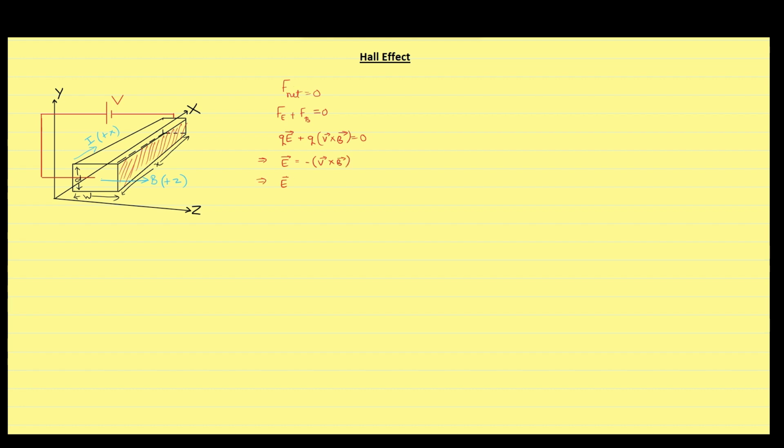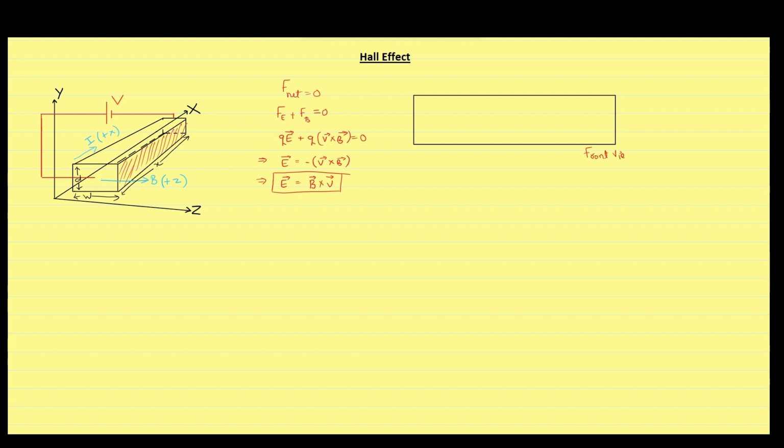By neglecting the charge, we can write the electric field is equal to v cross B. Now, this is the exact expression. But from now, we will not focus on the direction; we are going to focus only on the magnitude of the parameters.